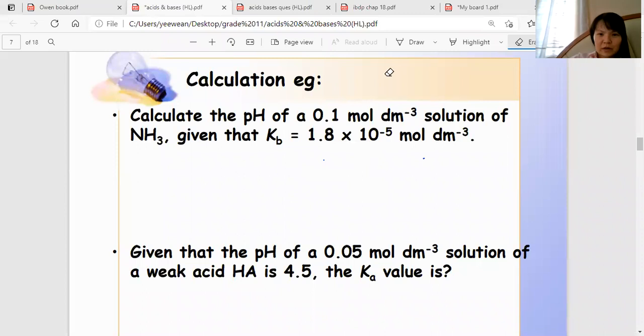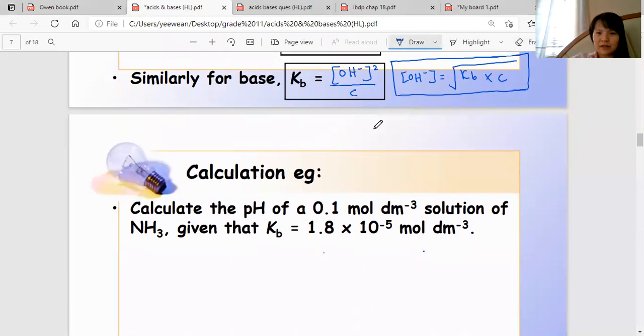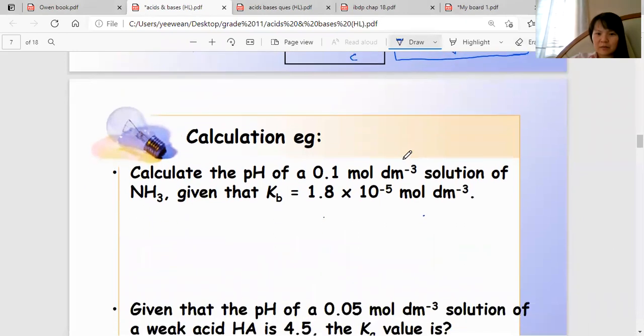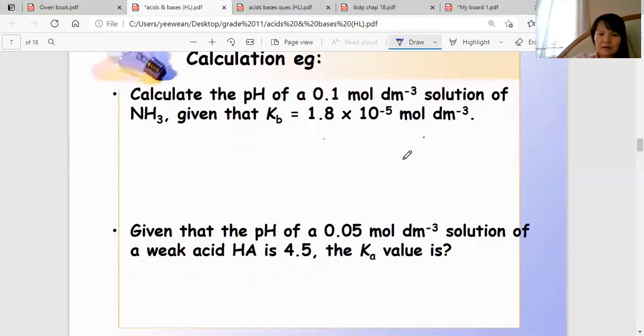Now let's look at the question. Calculate the pH of a 0.1 mole per dm cube solution of ammonia, given that the Kb is this. Okay, but ammonia is not an acid, so I can't directly get pH here. I'm going to have to go with pOH first. So to get pOH, I will need my concentration of OH first, which I can use the equation we had just now. So OH equals the square root of Kb times C. So I'm going to do just that.